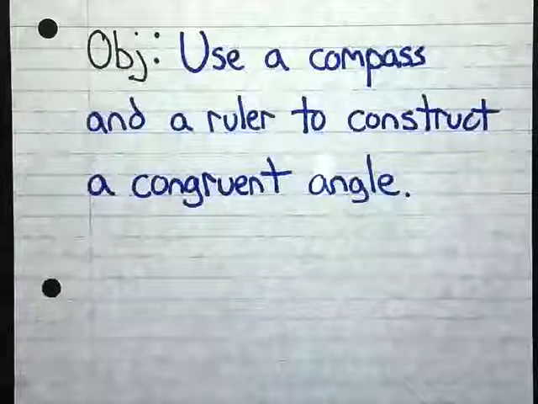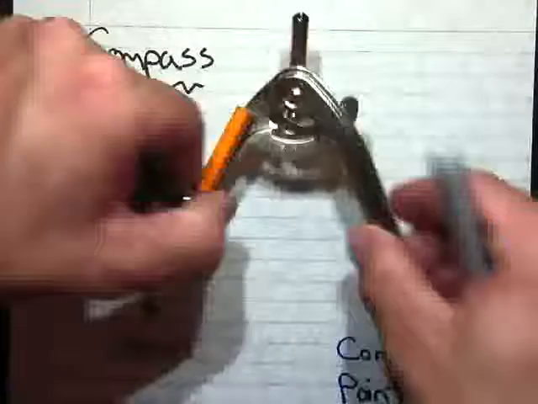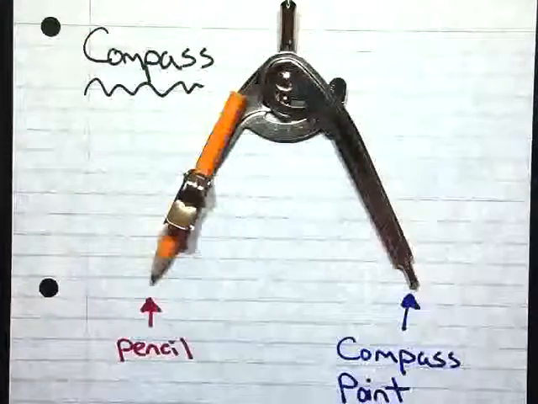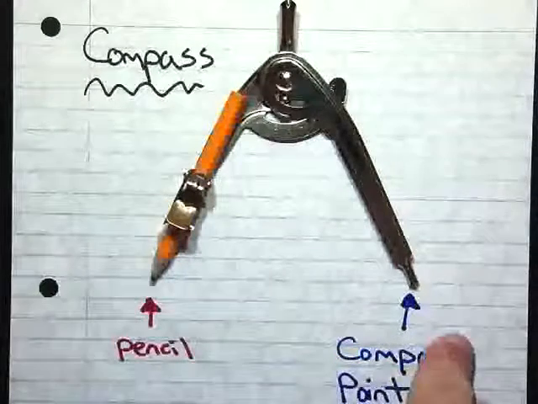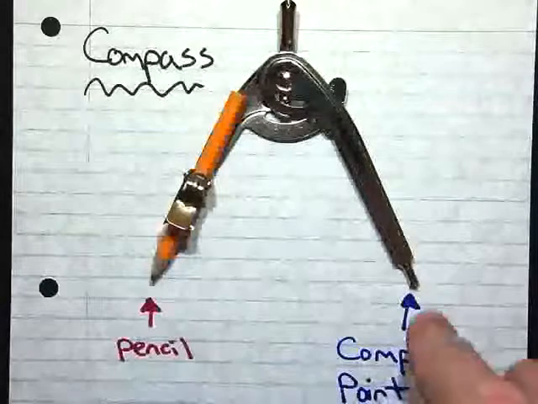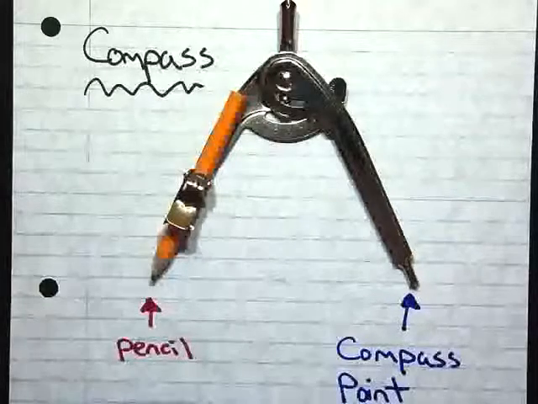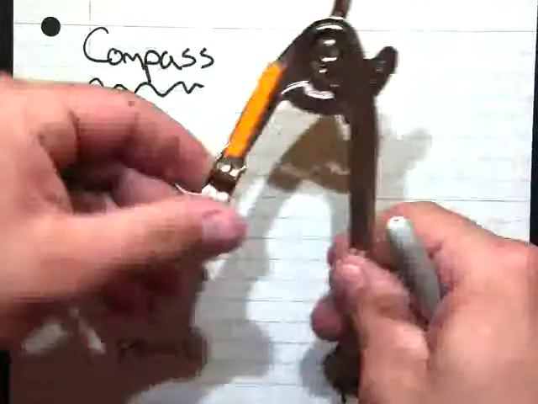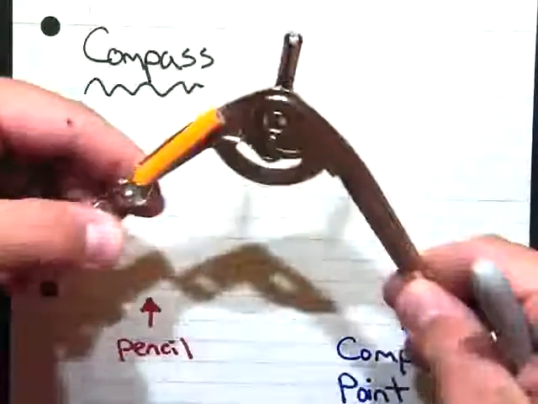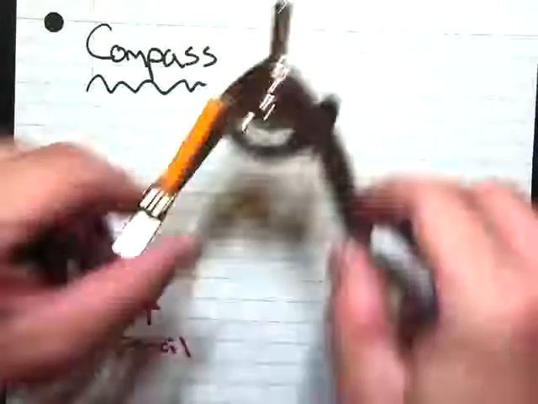Before we begin, let's take a look at what a compass is, because some of you may not be familiar with this. A compass looks like this. On one side we have a pencil, on the other side we have what's called a compass point. The compass point is our sharp little metal tip that we use to pivot the compass. You can see this compass opens up and shrinks down, to different sizes, and this is what we use when we do constructions.